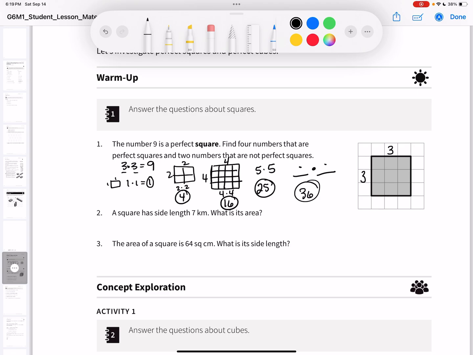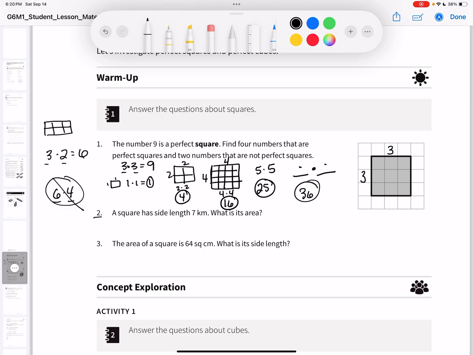Let's go to 2. What would not be a perfect square is like doing 6 times 4. This is 2 different numbers. That would not be a perfect square. Can you think of another one? We could do 3 times 2. That's 6. That is not a perfect square because you have a 3 by a 2. So you can see here, that would be 3 by 2.